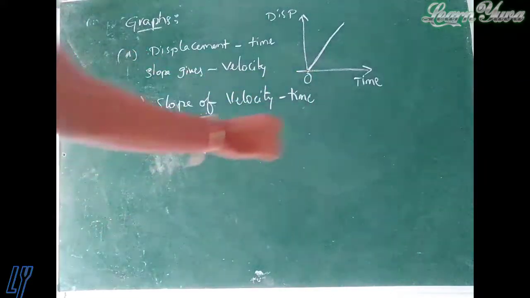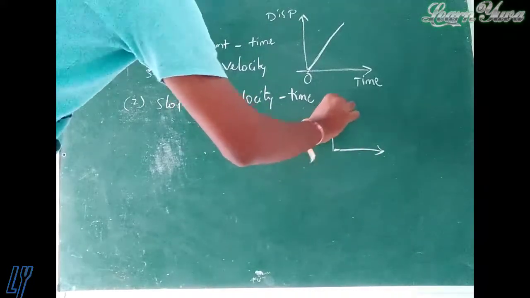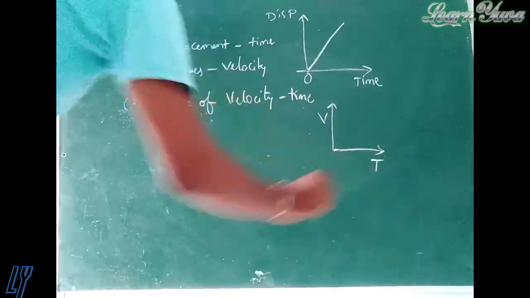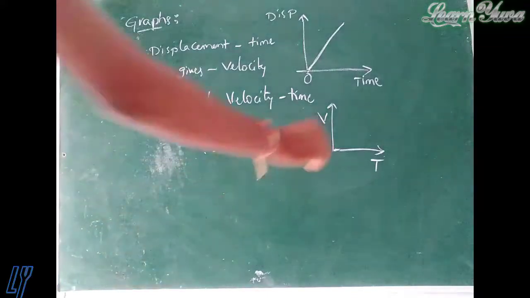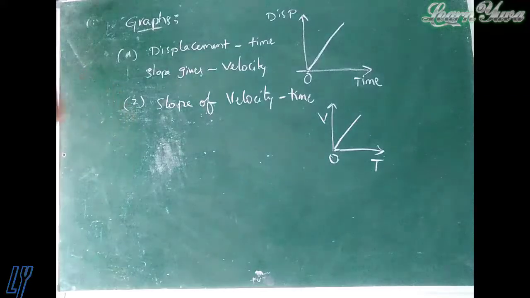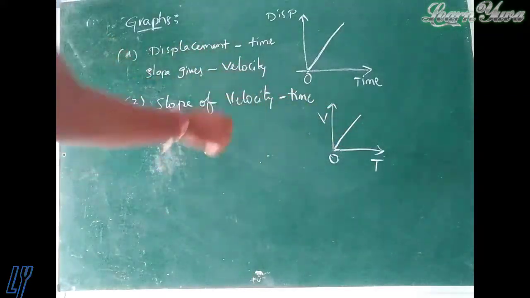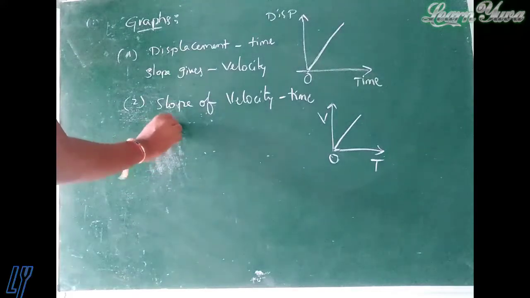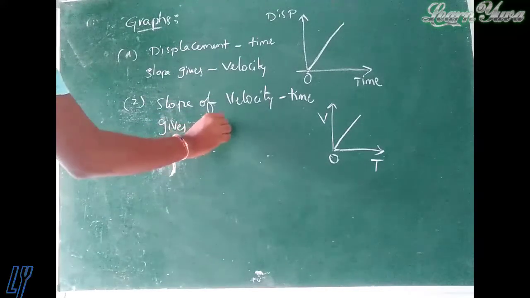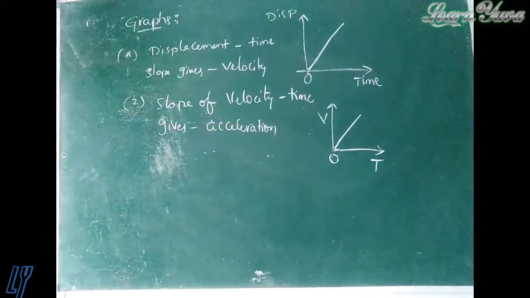If you draw the graph for velocity and time, the slope in this graph, which starts from the origin, gives, as we know, velocity by time. What is velocity by time? Acceleration. Velocity by time is acceleration.